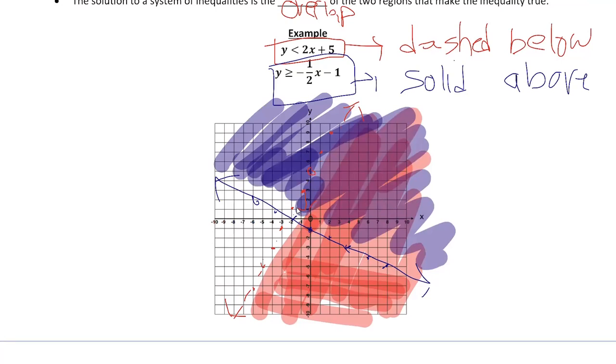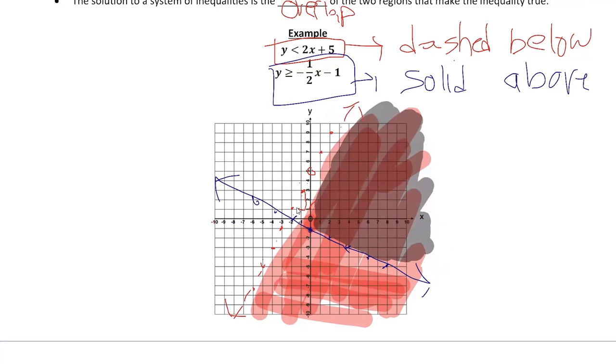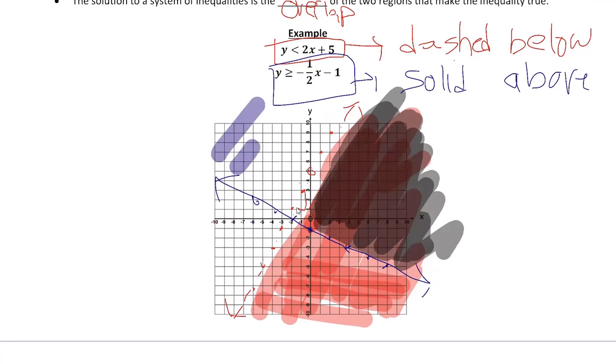But you can kind of see the overlap here. I'll highlight it in black. It's this quadrant, this top right, and it looks kind of like a trapezoid to me. So here, I'm actually going to delete some of that blue highlighting, so the solution is just this region here. This was part of our blue, but it wasn't part of our solution.